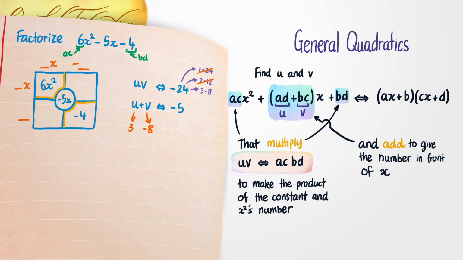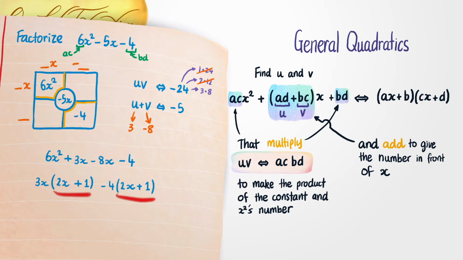So this is basically telling us that we should rewrite this minus 5 here as u plus v, or 3 minus 8, all times x. Now that we've done this, we just have to reverse the final two steps. Notice that over here we can factor out a 3x, and then over here we can factor out a minus 4. Now, just like we did before, we can see that we can factor out a 2x plus 1, because that's a common factor here. So we'll just be left with 3x minus 4 as the other factor.